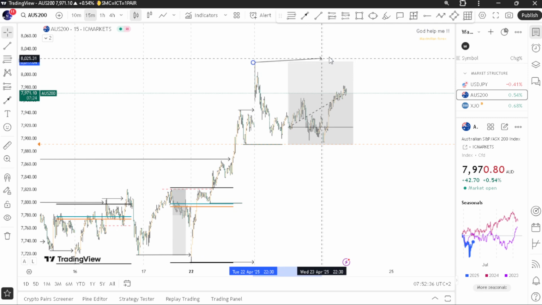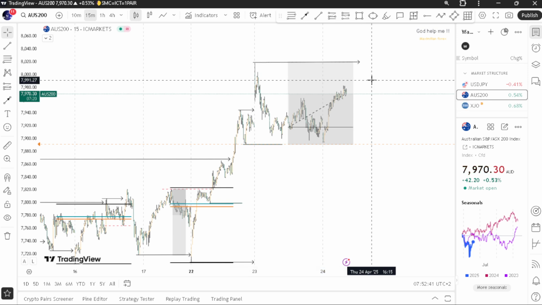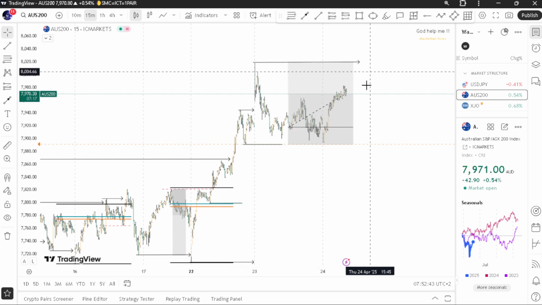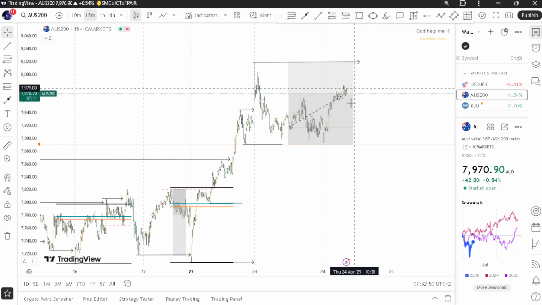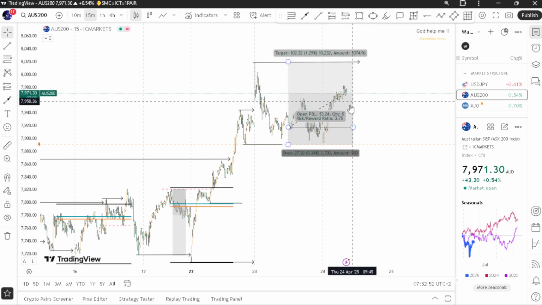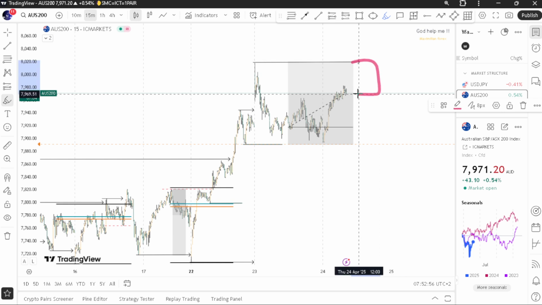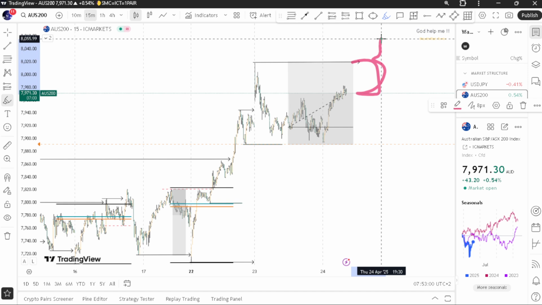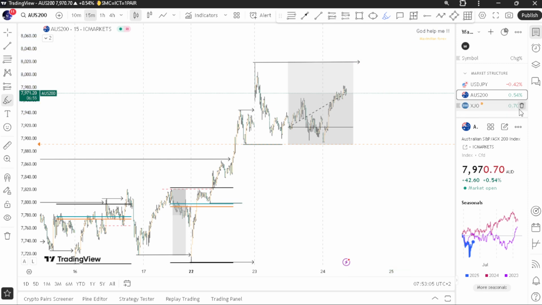As you can see, from what I'm seeing here, this pair has not finished with these buys yet. So since it has not finished with these buys, I'm expecting this market to take out this external liquidity here, and maybe go more pips to come down and retrace and move up again. That's so simple.